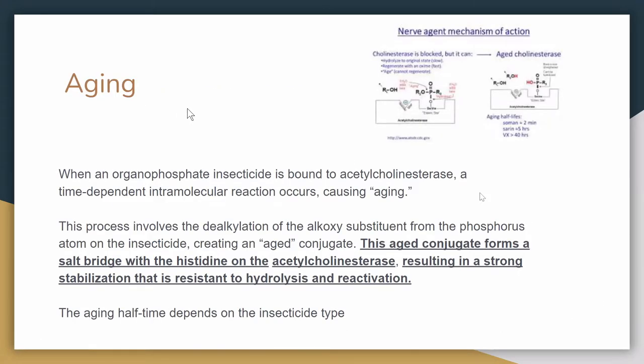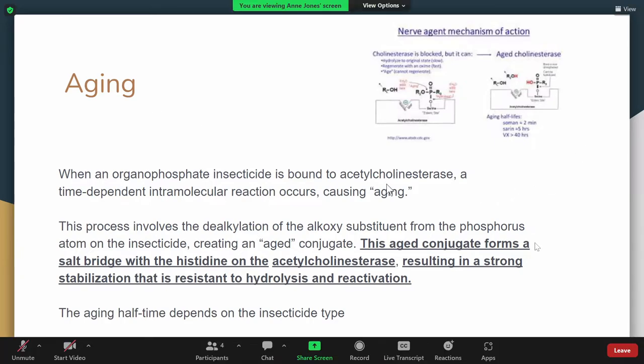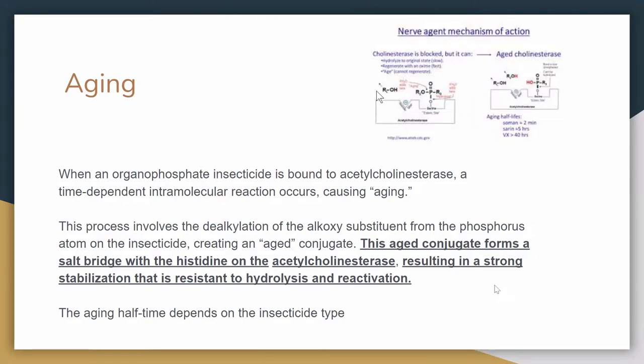Then there's this concept called aging, and we don't need to know all the chemistry, but basically organophosphates bind to acetylcholinesterase and they cause a bond to occur, which over time makes that acetylcholinesterase enzyme stuck, inhibited. And so it's important when we talk about medications and how to treat these patients, because we want to give them the medications before aging occurs. The speed at which aging occurs depends on what type of insecticide they were poisoned by.